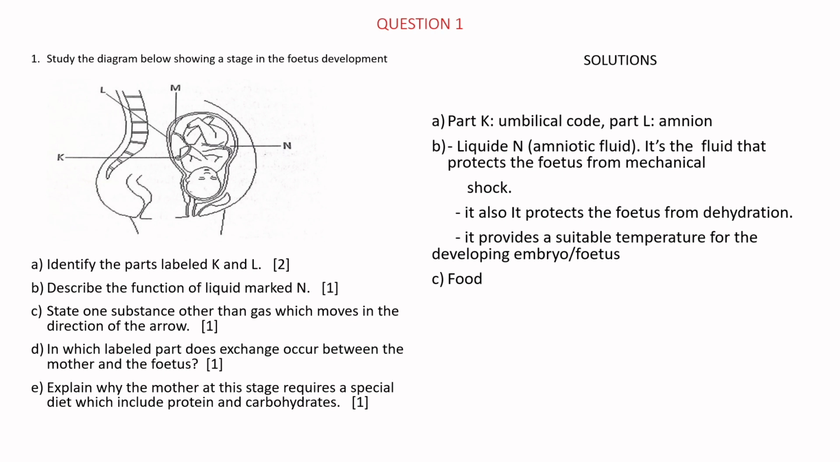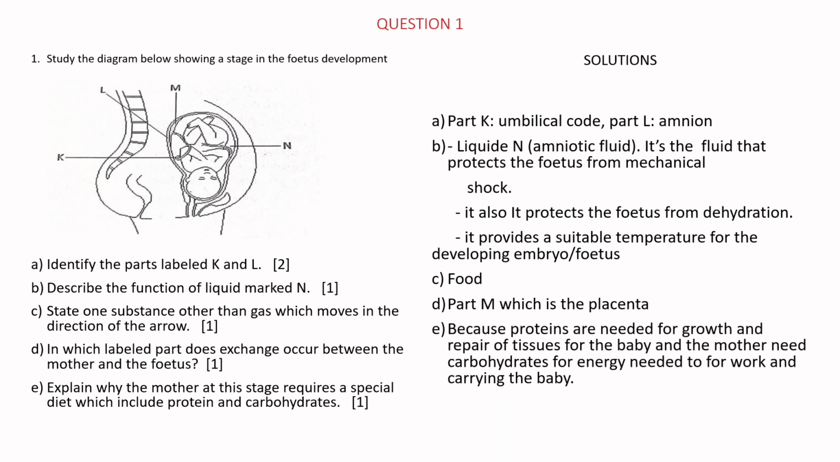We move to D. In which labeled part does exchange occur between the mother and the fetus? So where does exchange of substances take place? Exchange of substances takes place at part M, which is the placenta. The last question: explain why the mother at this stage requires a special diet which includes protein and carbohydrate. So you say because proteins are needed for growth and repair of tissues for the baby, and the mother needs carbohydrates for energy needed for work and carrying the baby.